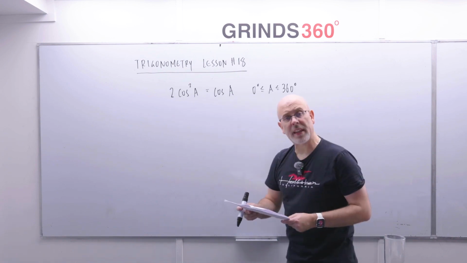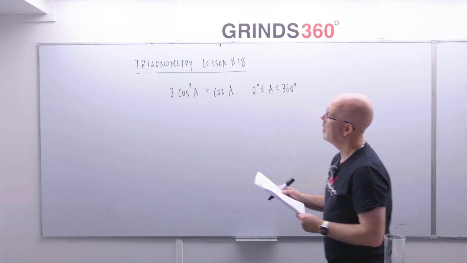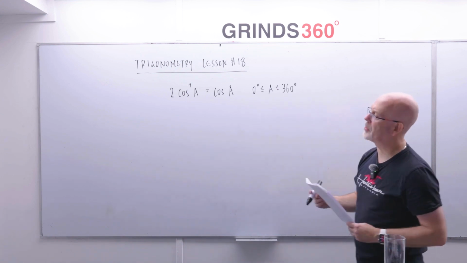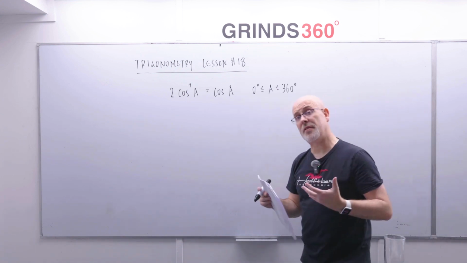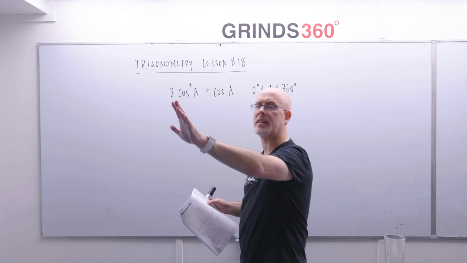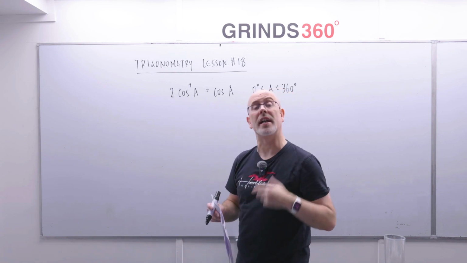Okay, so here's the question then on the next page, on page 262. So we've got 2 cosine squared a equals cosine a, and again, we're solving between 0 and 360. So again, when I'm trying to solve an equation like this, and when I'm not sure how to solve an equation, my plan is always get everything onto the same side, so you've got a 0 on the other side, and factorize.